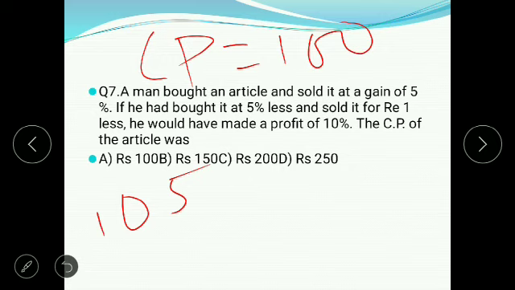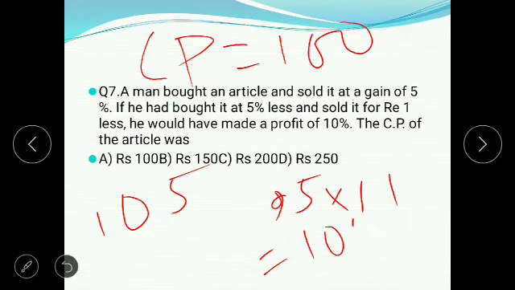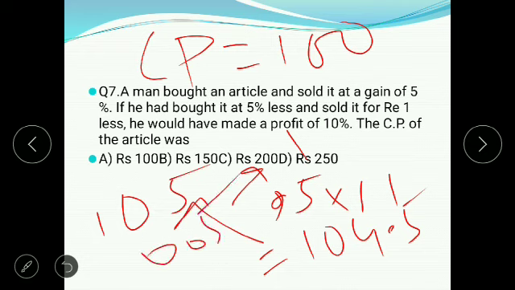Now the condition is if he had bought it for 5% less, the new CP will be 95 and he made a profit of 10%, that is 1.1, sorry, that will come as 104.5, because 95 plus 9.5 will be 104.5. And this difference is rupees 1, because he sold it for 1 rupee less. That 0.5 is equivalent to 1. So what will be 1? That is 2. And what will be the cost price? 1 is equal to 2, then 100 is equal to 200. C will be our answer.